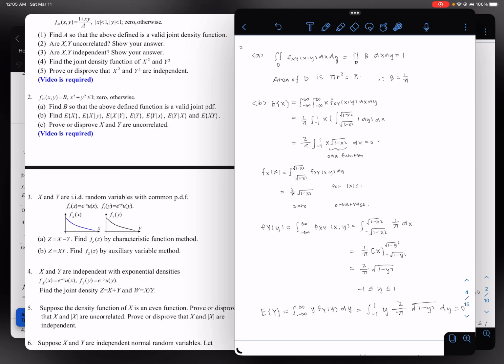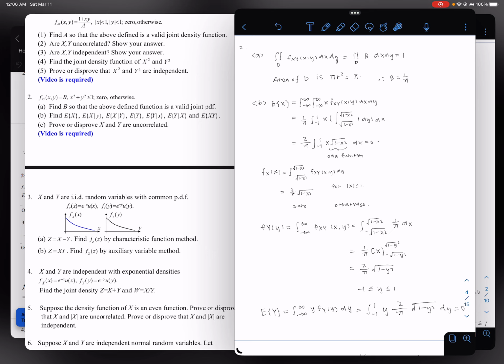The second problem, we're given the joint density function of x and y is b, and then we're given the domain x squared plus y squared is no bigger than 1, and the density function is 0 otherwise. Question A, find b so that the above defined function is a valid joint probability distribution function.